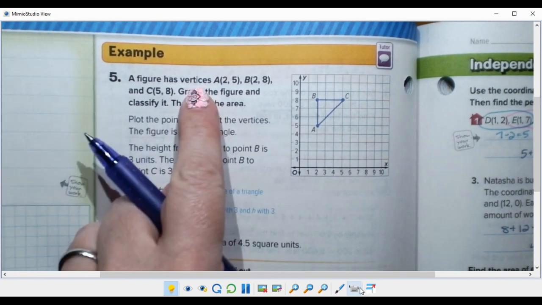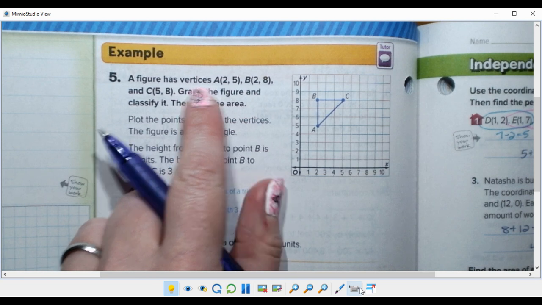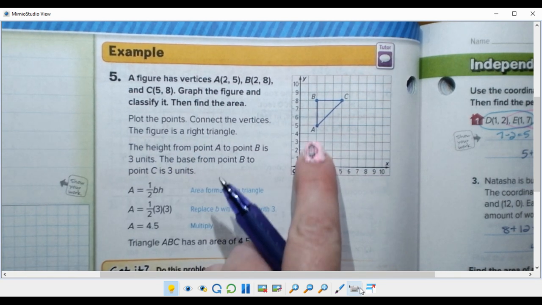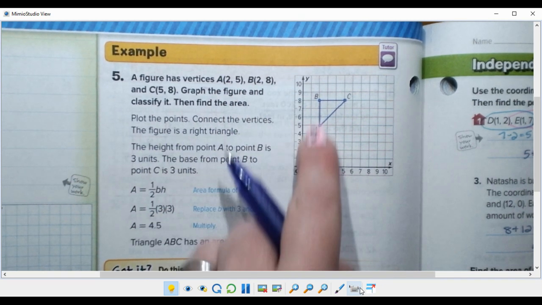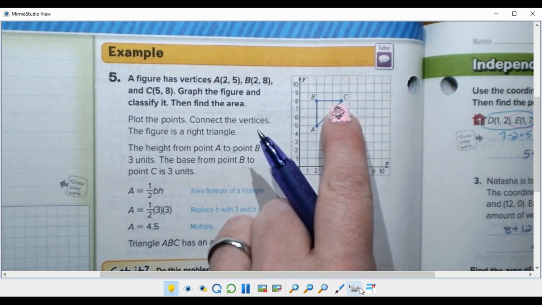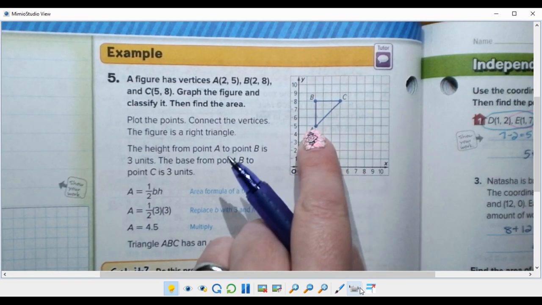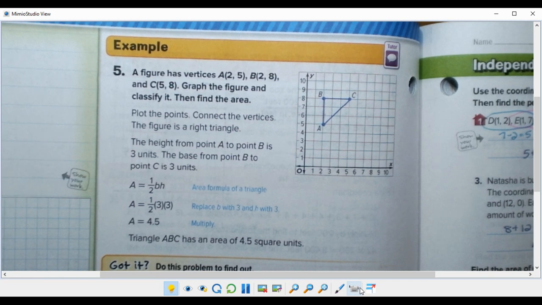So the figure has vertices. Remember, that's the plural of vertex, which means corner. So the corners are at 2, 5. Go over 2, go up 5, make your dot, label it A. B, which is over 2, up 8, make your dot, label it B. And C, over 5, up 8, make your dot. Connect them all. It is a right isosceles triangle, and we're going to find the area.